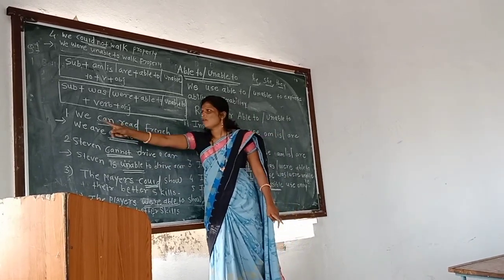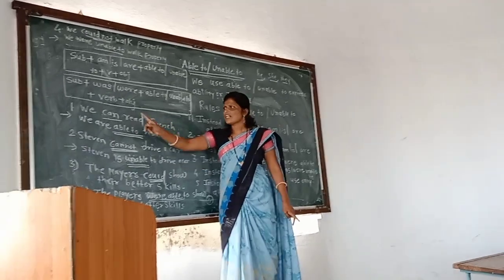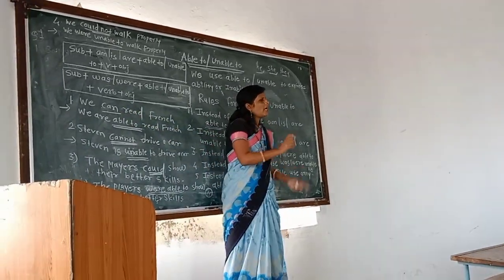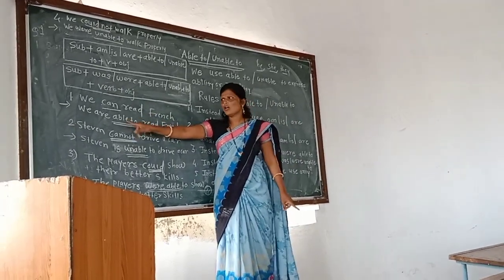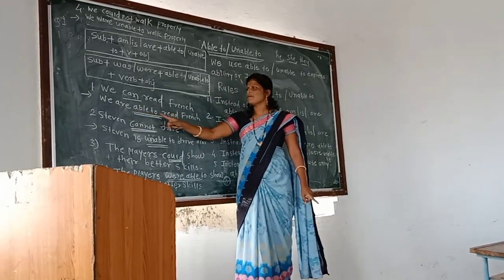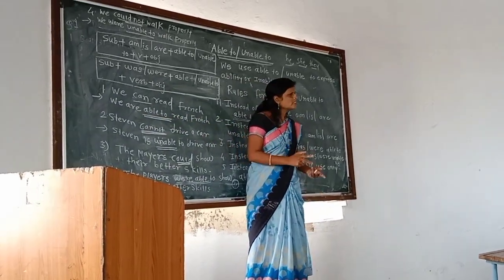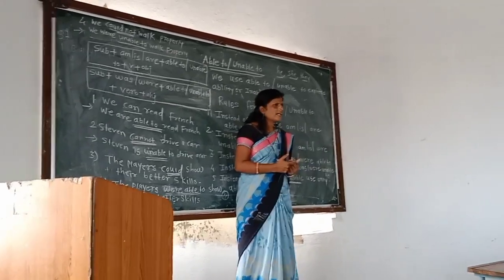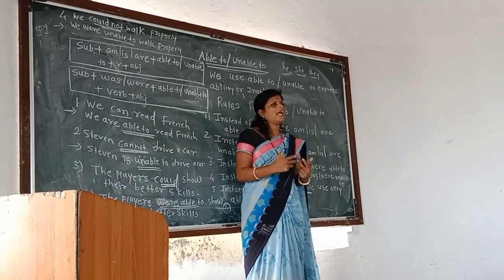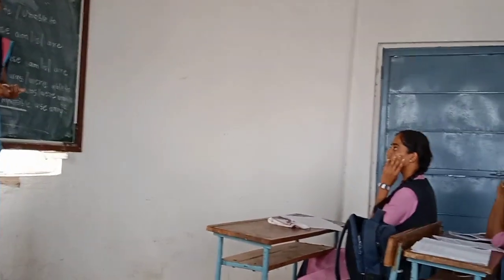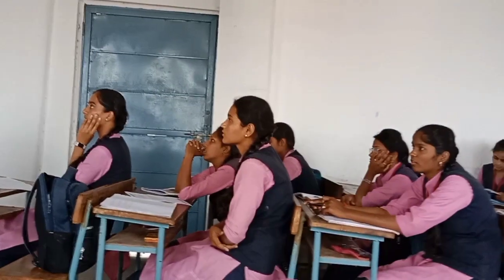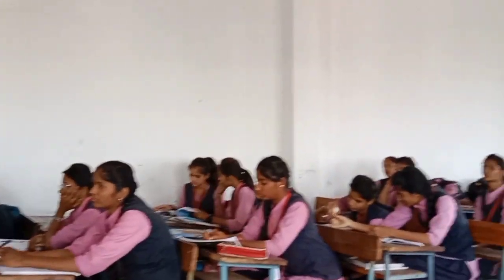The first example: we can read French. The word can shows the ability. Instead of can, we use able to. So we can say we are able to read French. Also, I can speak English. Instead of can, we say I am able to speak English. Understood? I can pick up the box. We can say I am able to pick up the box. So it shows the ability in the sentence. It is called able to or unable to. Understood?